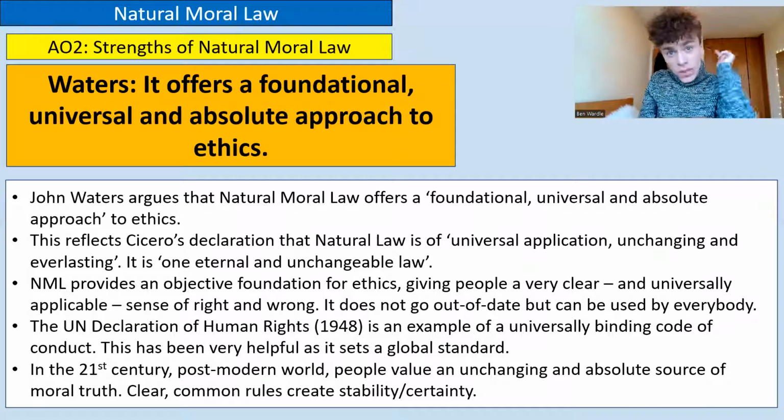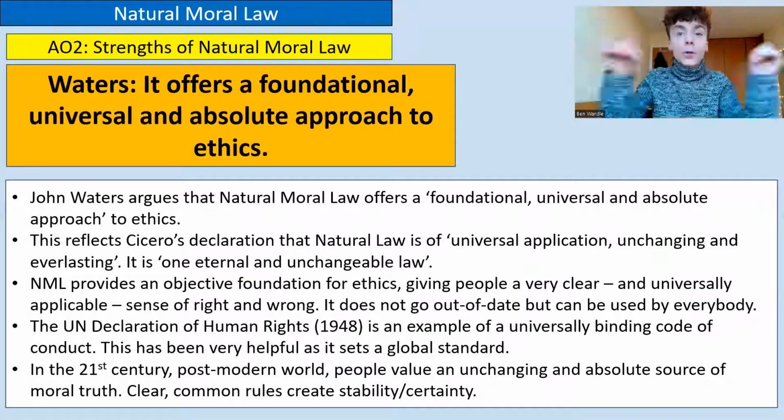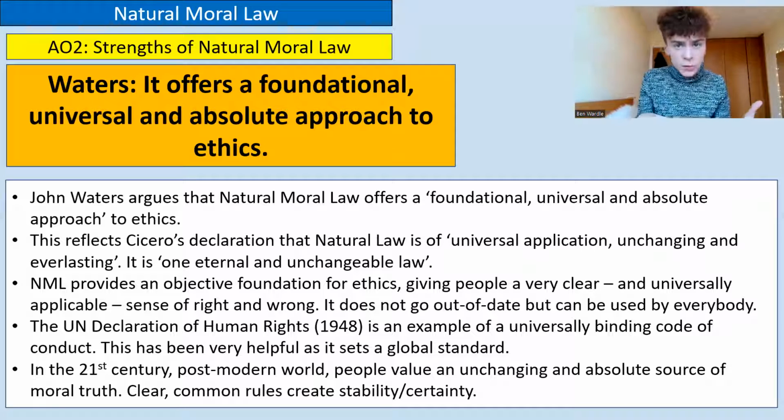And if everybody uses right reason in accordance with nature, they will discover it for themselves. And so it's not even like you've got to have a dictator imposing it upon you. It is you discovering it for yourself and committing to the common good, because of that synderesis principle, to do good and avoid evil.